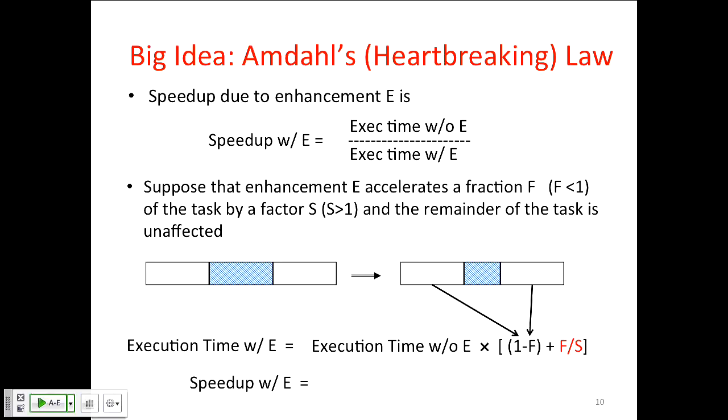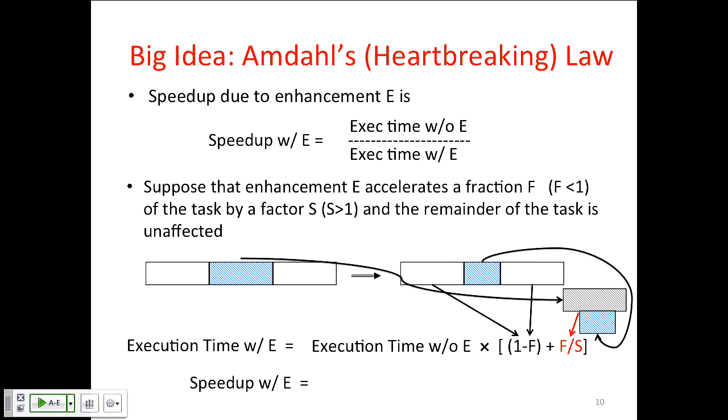So the execution time with the enhancement is the original execution time, unchanged, for the 1 minus F part, and the fraction you do improve is divided by S, the speedup. You're going to cut this execution time by a factor of S for only this fraction of the runtime. So basically, this divided by this is the speedup you get for the blue piece, but the white stuff is not sped up at all. If you divide this out, this is the expression you get for the speedup with the enhancement.